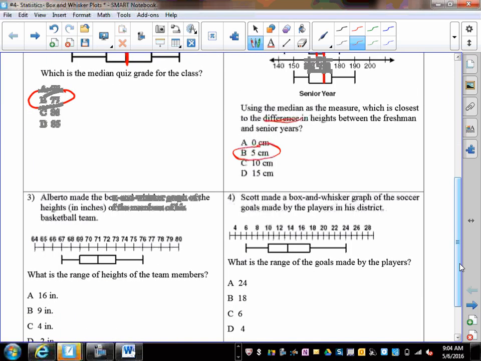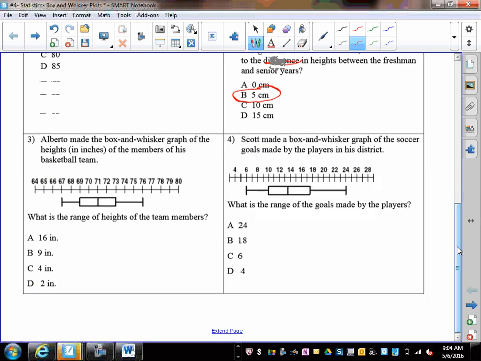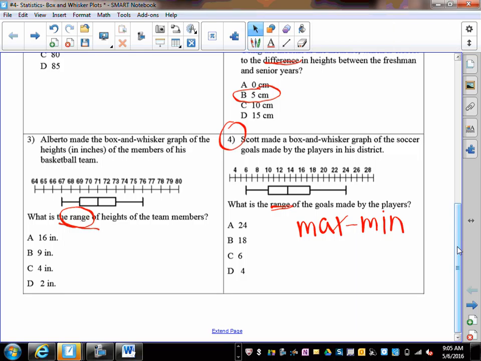Questions so far? So just a couple more. Now it asks about the range. Alberto made the box and whisker graph of height in inches of the members of his basketball team. What is the range of heights of the team members? So I want you now to do numbers 3 and 4 and find the range. Remember, this is max minus min. And I expect every single one of you is working on this as we go around and check to make sure you're doing it.